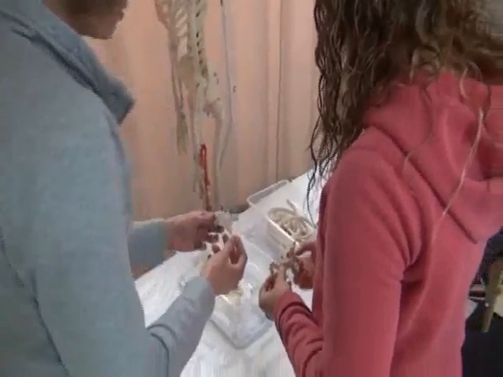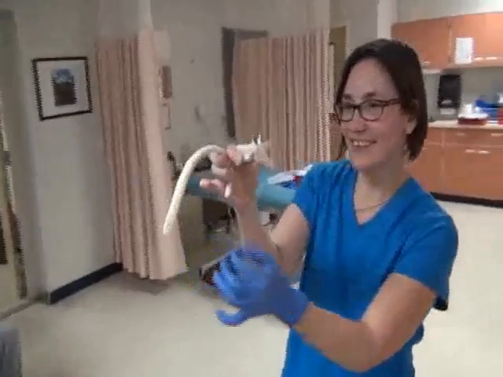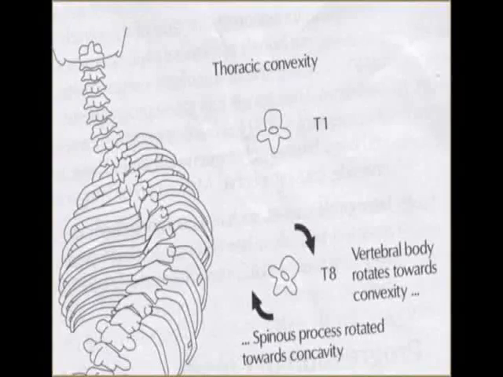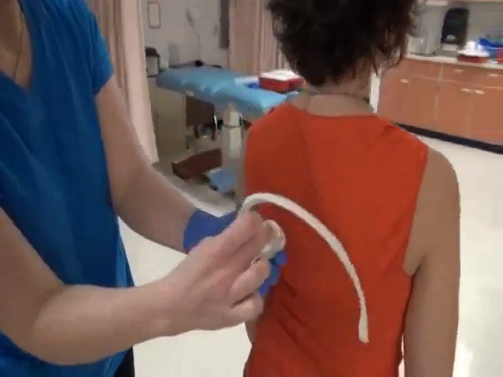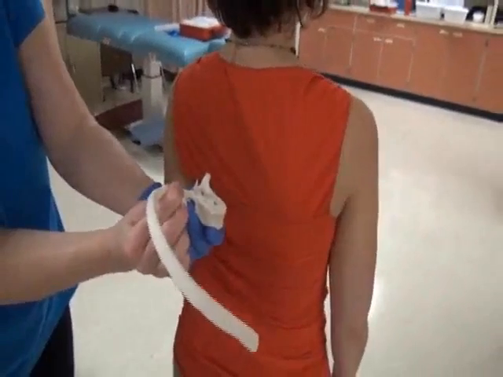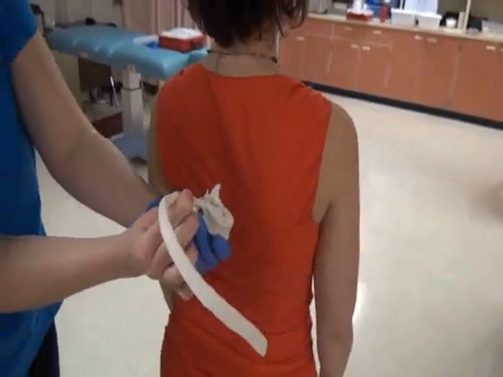The giraffe and its nose goes down. Remember, the little spinous process goes down. So on the convex side, remember that the body of the vertebra is going to rotate towards the convexity, the convex side, which of course in the thoracic region is going to bring the ribs with it.